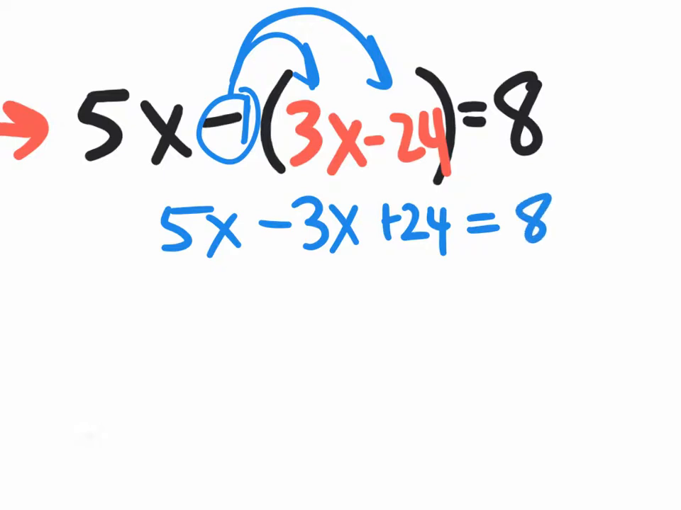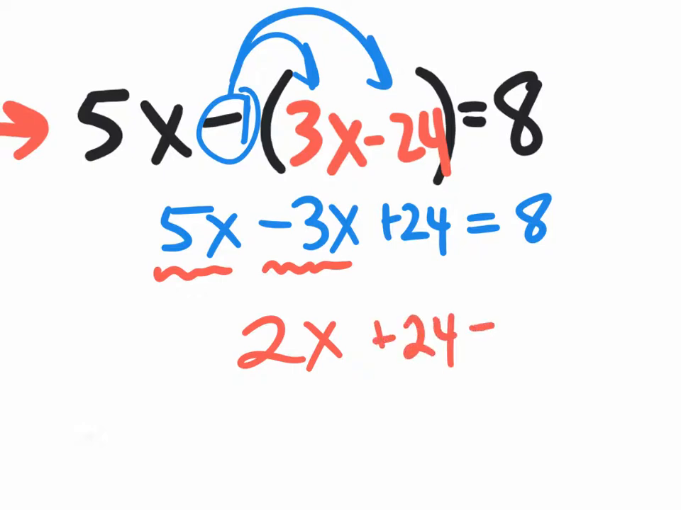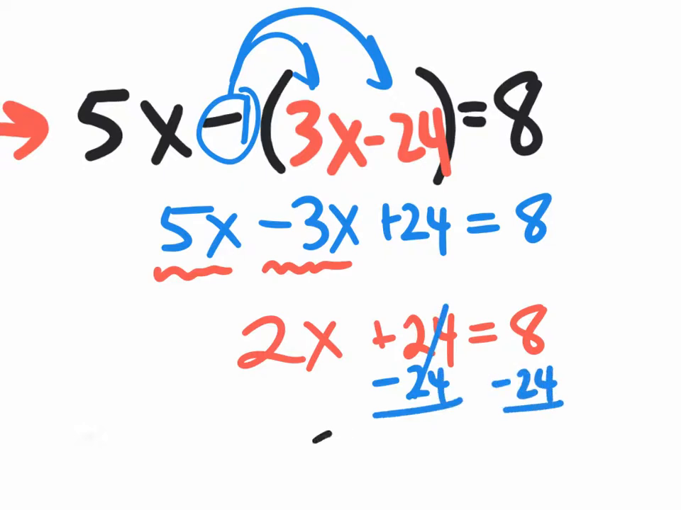I have distributed. I still need to do combining like terms. So I have this 5x minus 3x, and we know that that's 2 x's. Bring down the rest. Plus 24 equals 8. My final step, or not final step, but my final 2 steps will be to subtract 24. Subtract 24. I'll have a new equation that reads 2x equals 8 take away 24 is negative 16.